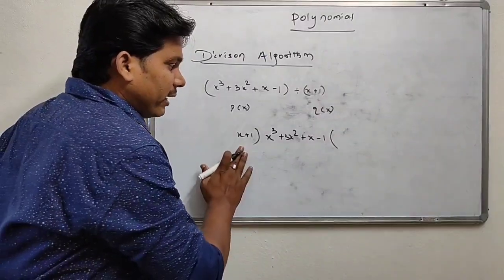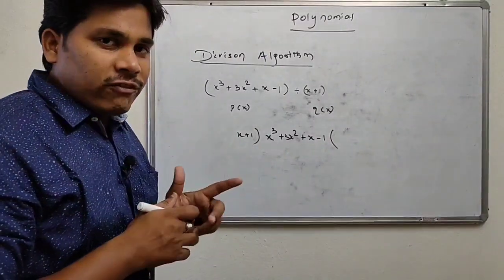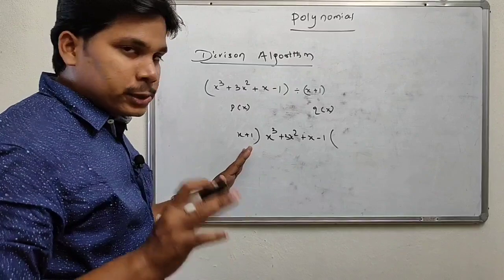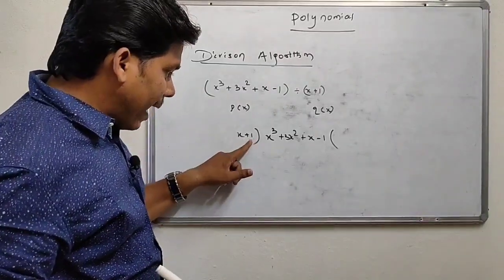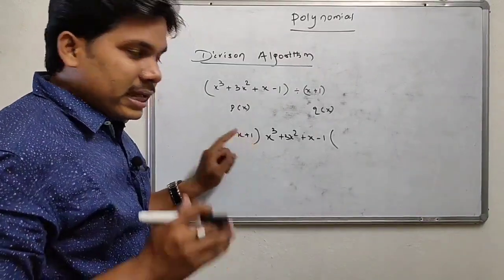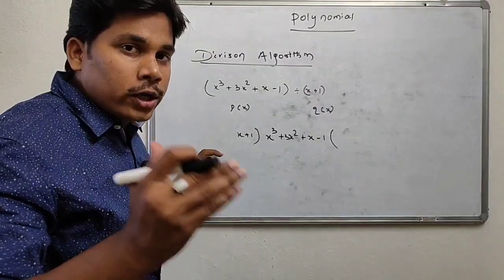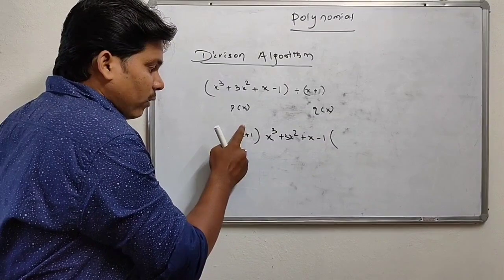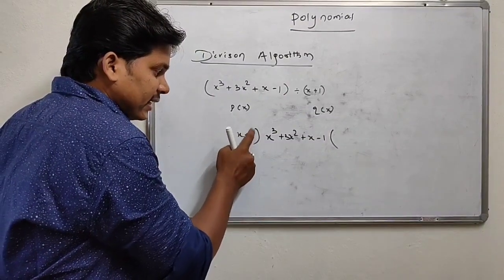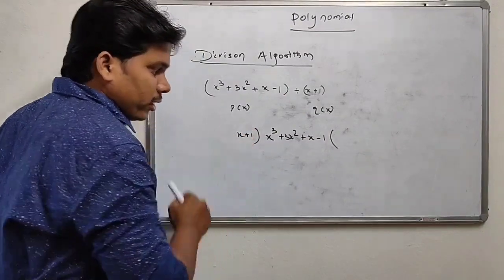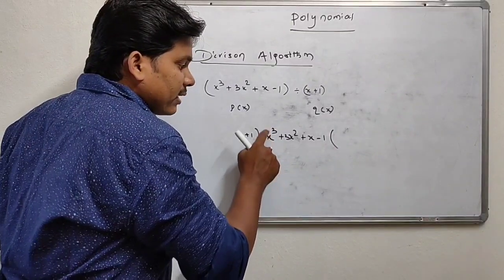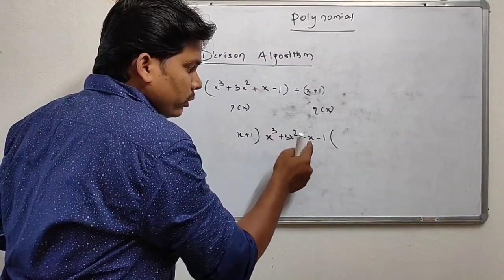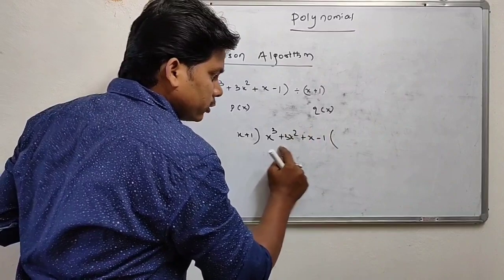First and foremost in this division process, we have to arrange the divisor and dividend in decreasing order of exponents. What is the exponent here? Here it is 1, here it is 0, means it is in decreasing order. In the same way here, we have 3, 2, 1, 0. This is also decreasing order.